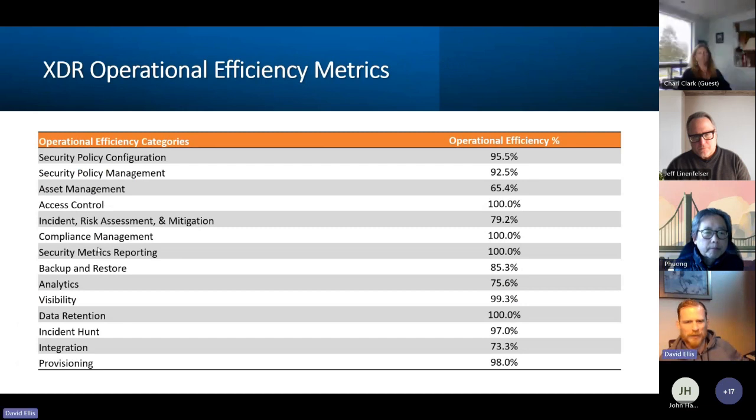Yep. And then just going into a little bit more detail of some of the metrics that we're looking at from an operational efficiency standpoint.